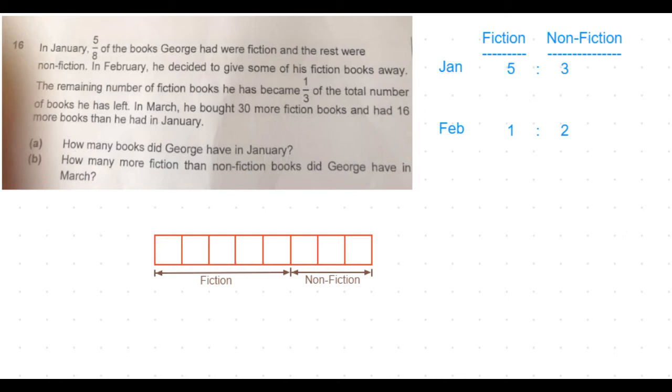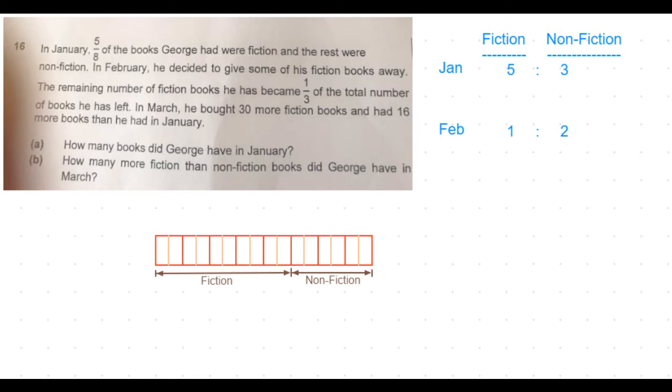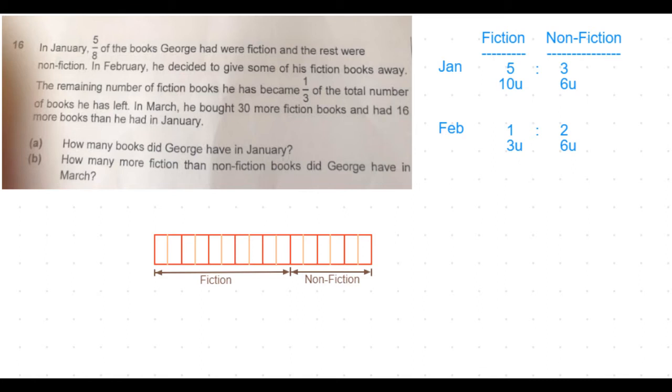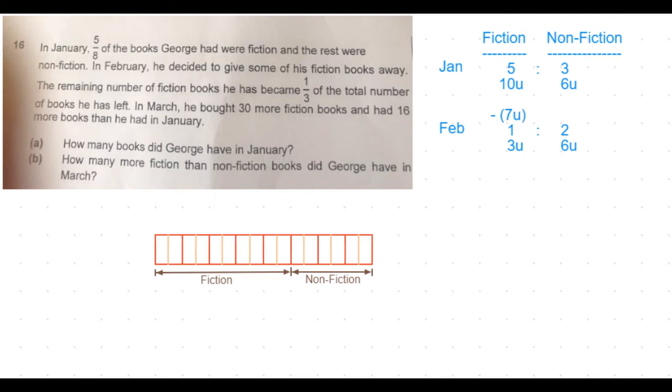The 3 parts in January and 2 parts in February are basically equal. So we have to find the common multiple of 2 and 3, which is 6 units. So if in January 3 parts is 6 units, 5 parts would be 10 units. Similarly, in February, if 2 parts is 6 units, 1 part is 3 units. Now we have the number of fiction books in January as 10 units and in February as 3 units. That means the number of books he gave away is basically 7 units.